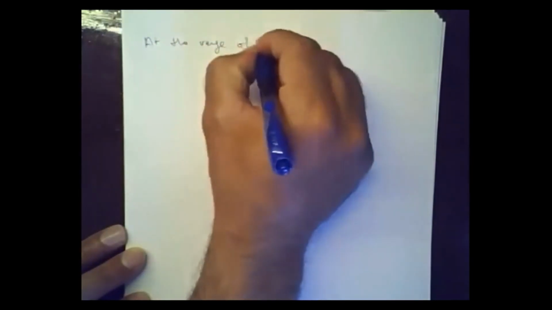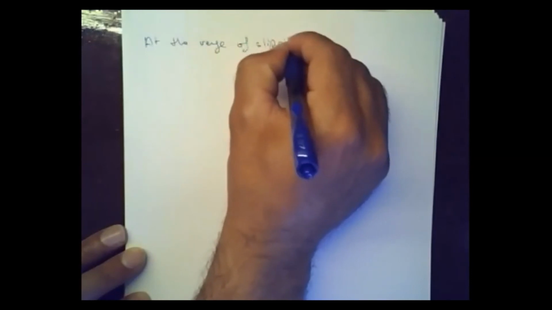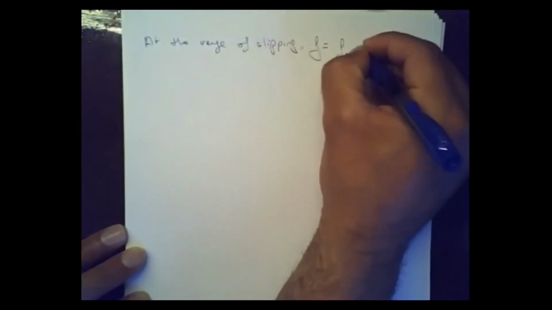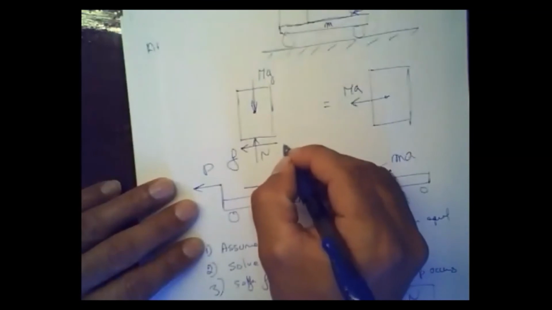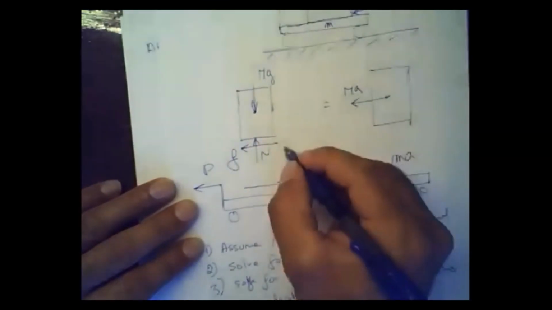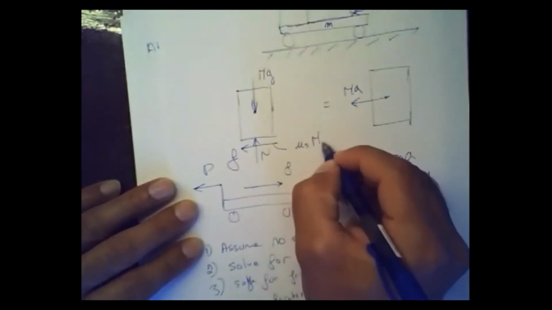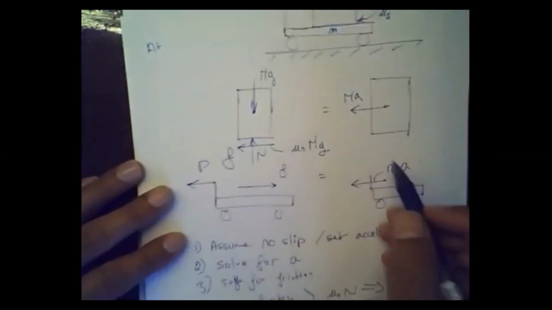So here, at the verge of slipping, F is equal to the maximum, which is equal to mu s times N, right? N is equal to mg here, right? So this is equal to mu s times N, which is equal to mu s times mg. Can you get the acceleration from here?